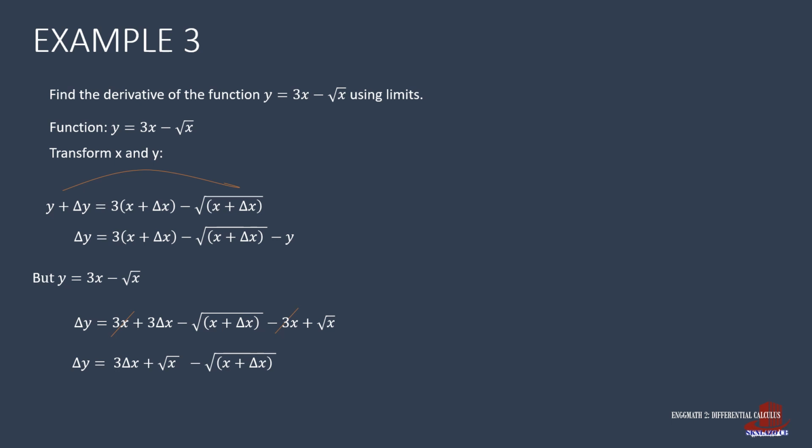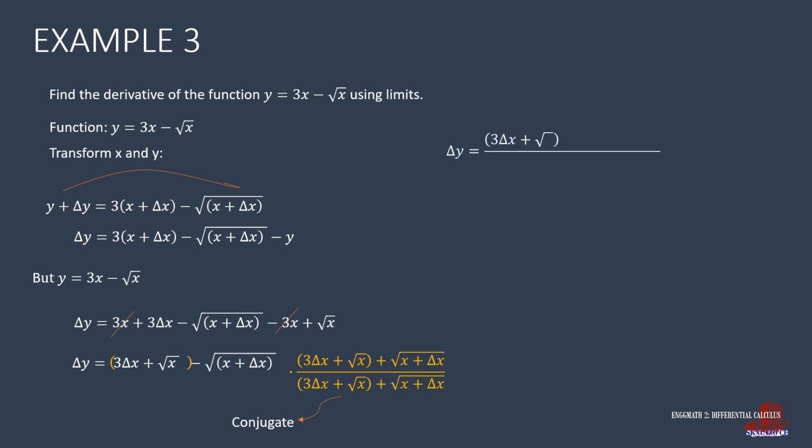What we are going to do is to group the 2 short terms together and then still multiply the conjugate, which would turn as the sum of the terms. If we simplify the product, we get the square of 3 delta x plus the root of x minus the square of the root of x plus delta x, all upon 3 delta x plus the root of x plus the root of x plus delta x.